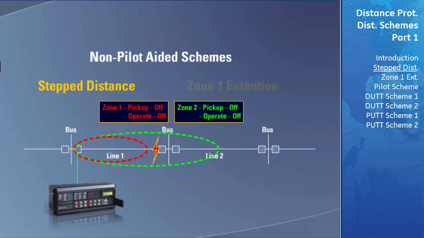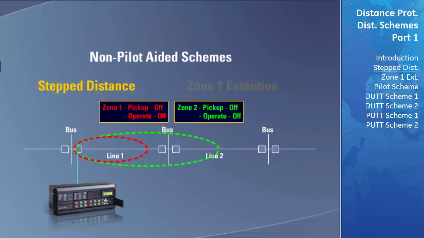the two zones would act differently. The fault is not within the zone of protection number 1, therefore Zone 1 will not pick up. The fault is within the zone of protection number 2, therefore Zone 2 will pick up. After the Zone 2 time delay has expired, the Zone 2 operate flag will change to the on state and trigger the D60 to trip and clear the fault. Once the fault is cleared, both the pickup and operate flags of Zone 2 will turn off.